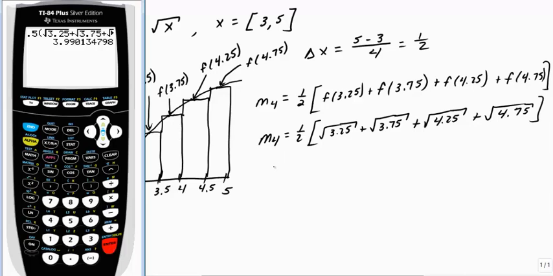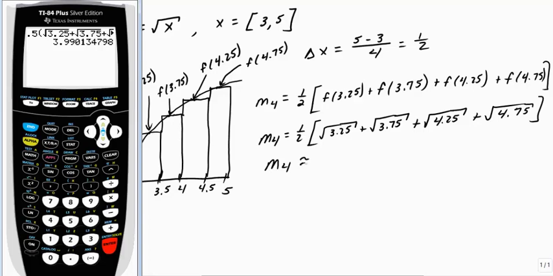So I'm getting the M4 approximation, and whenever I get a decimal answer, I'll round to 3 decimal places and show that it's an approximation by putting the roughly equals to sign. M4 is roughly equal to 3.99.